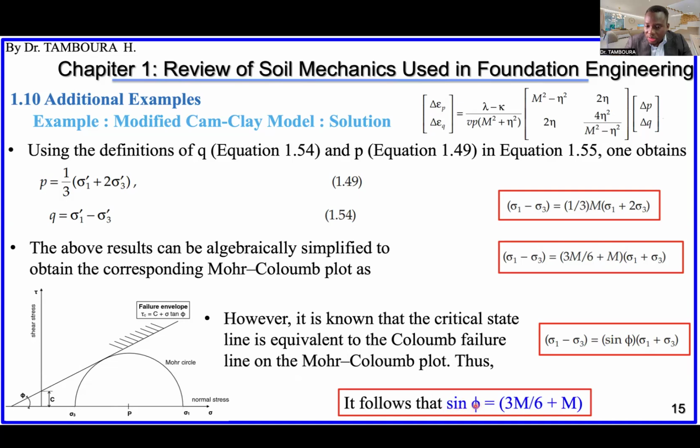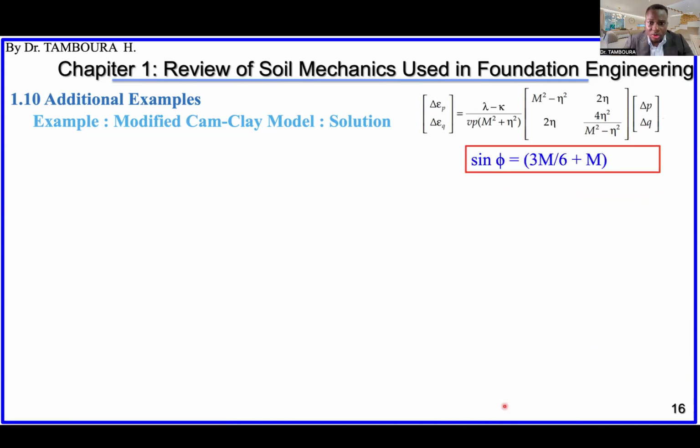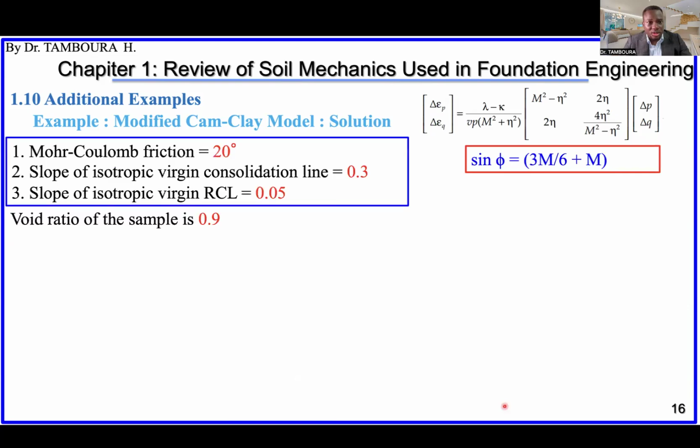The sinus of this angle, which is here again, is given by this. So there is a relationship between the slope of this envelope, M, of the critical line, and this phi, sinus of phi, okay? So this is a good beginning for us. It will help us to determine all the other factors. And this is just the given data in our example, okay?